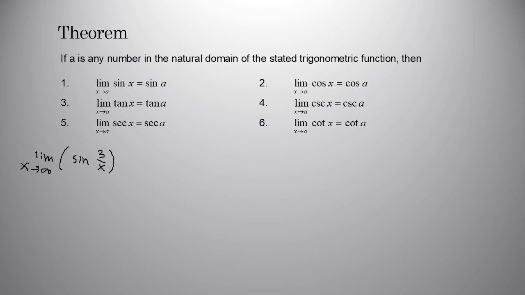For example, if we want to find the limit for the function sine 3 over x as x approaches infinity, our limit value is infinity, so we substitute x equal to infinity. So we have sine 3 over infinity. So 3 over infinity is equal to 0. So we get sine 0, and sine 0 is equal to 0.